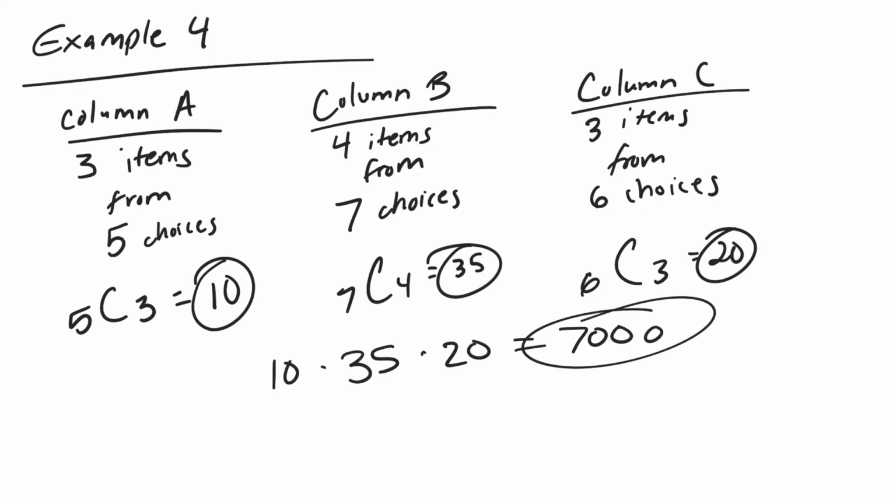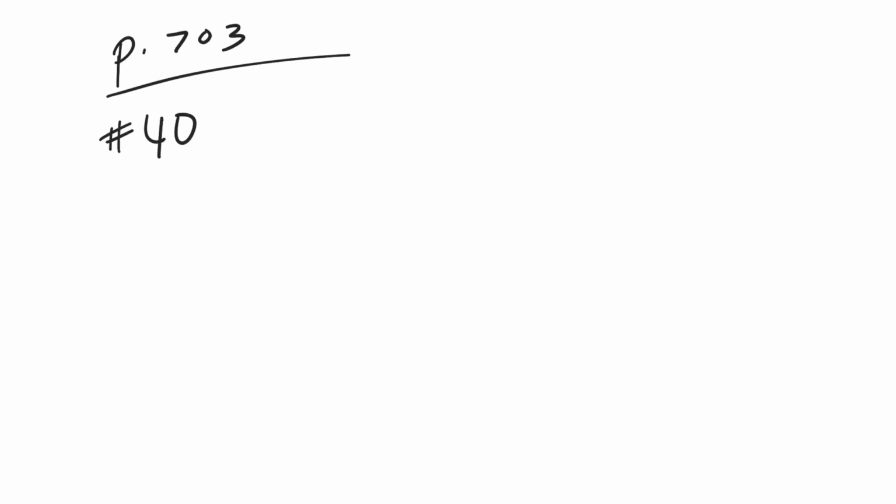Once you get past the combinations part that we just talked about, this is just like the license plate problem from earlier, or the password problem. I've got 3 blanks, and I've got 10 choices for the first one, 35 choices for the second one, and 20 choices for the third one, okay? 7,000 choices in all. All right, add number 40 from page 703 to your homework.